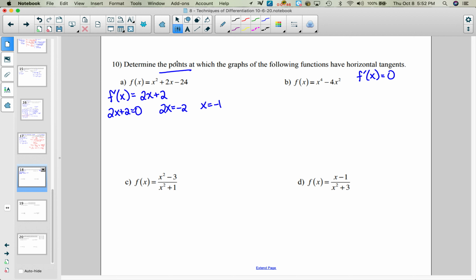But I need the point, so I need the y value. So I'm going to have to find f of -1. I get 1 minus 2 minus 24, so we get -25. So the point where the graph of the function has a horizontal tangent would be at -1, -25.